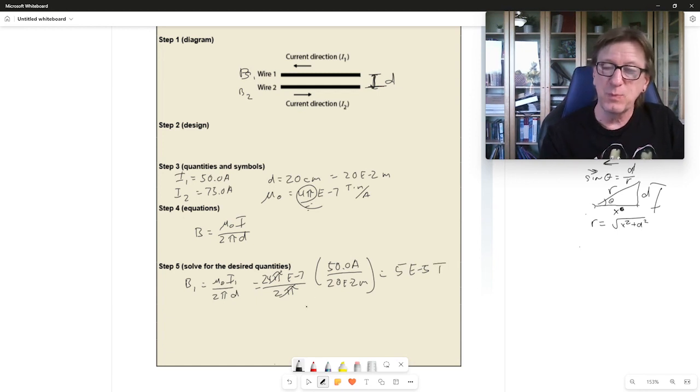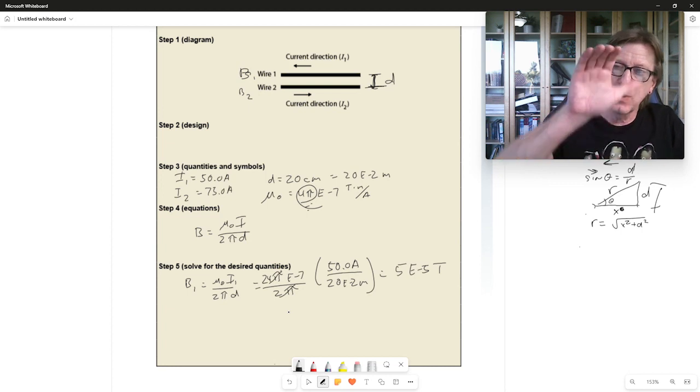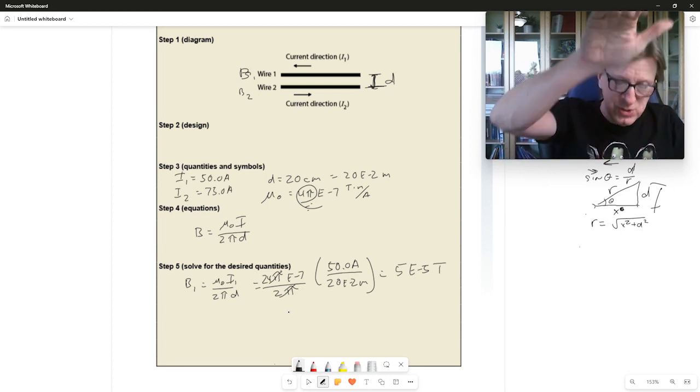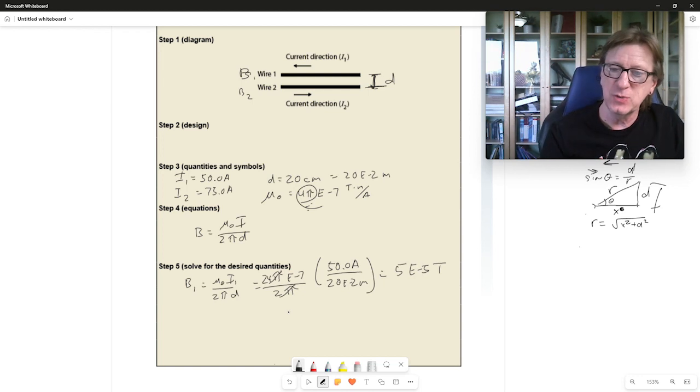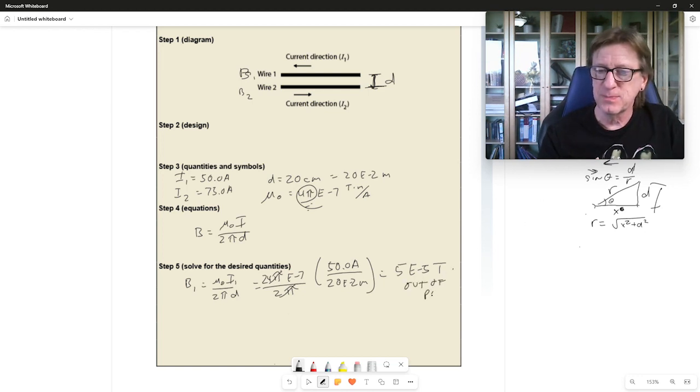Now, we want to find the vector. So let's figure out what this is. This is the magnetic field of wire 1 at the position of wire 2. So grab it, and you should see that at the position of wire 2, this is going to be out of the page. So right here at the position of wire 2, the magnetic field going around is coming out of the page.